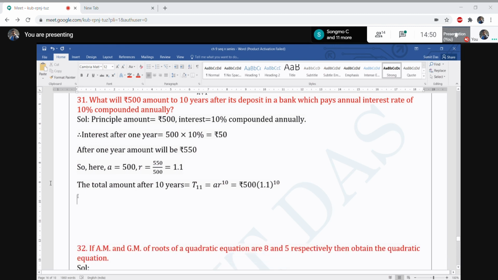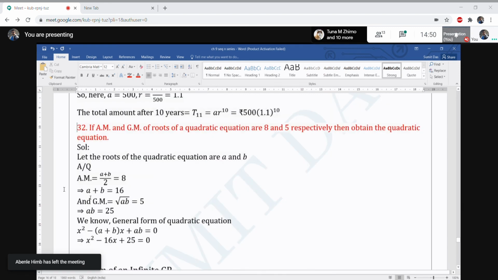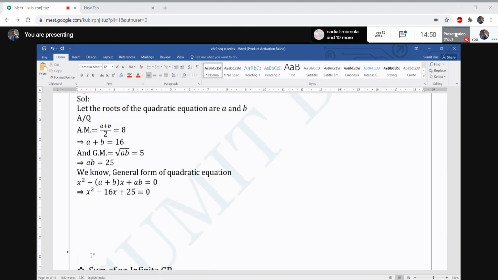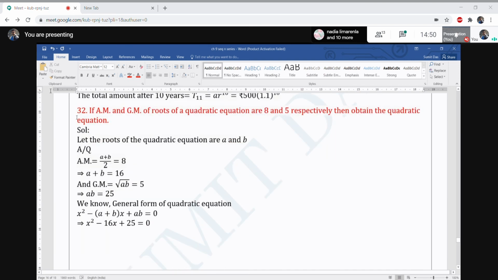Now the last question for this one. The last question is that if the AM and GM of the roots of a quadratic equation are 8 and 5 respectively, then obtain the quadratic equation. The AM and GM of the roots are given as 8 and 5. We have to find the quadratic equation.